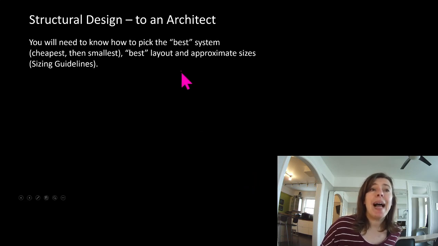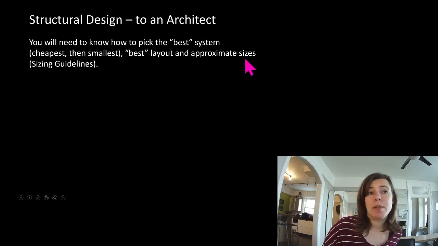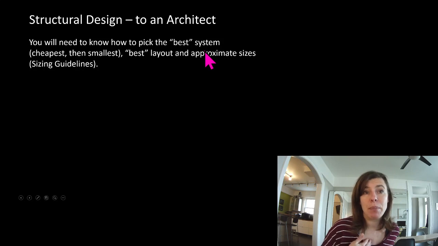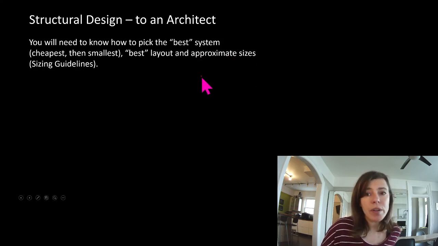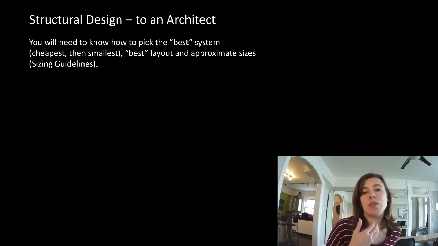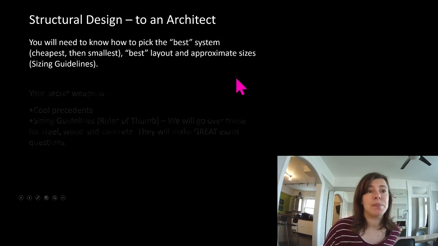So you, as an architect, need to know how to pick the best system, that means the cheapest and the smallest, the best layout, and the approximate sizes, or the guidelines. So not the best member, it's my job to pick the best member, you need to be able to pick the approximate member. Next term, or next year, you will learn how to pick the best member. That's not what you're going to do throughout your whole career, but you do need an understanding of where it comes from on my side. It will help you down the road pick the best approximate size.